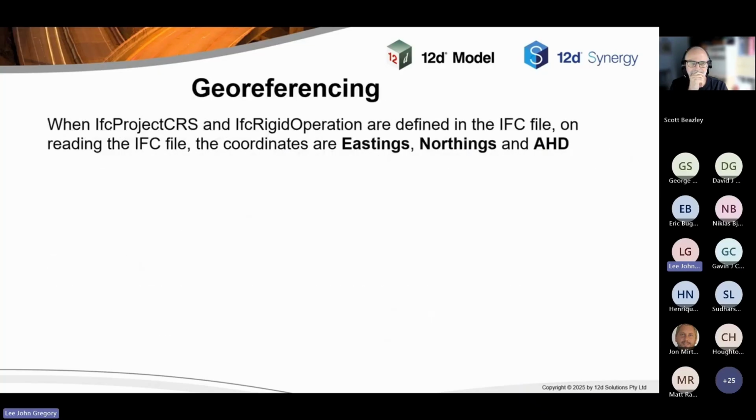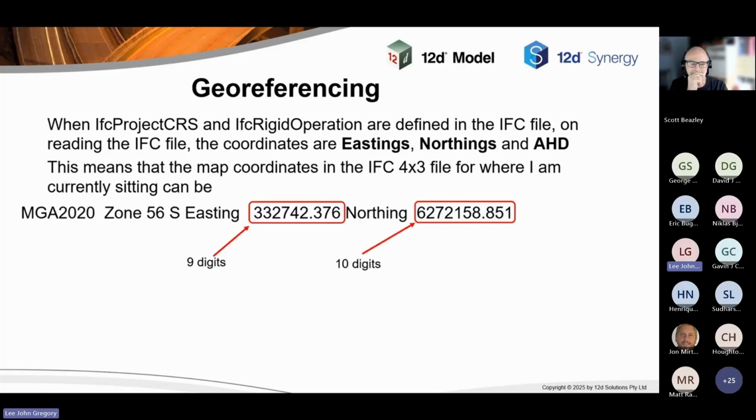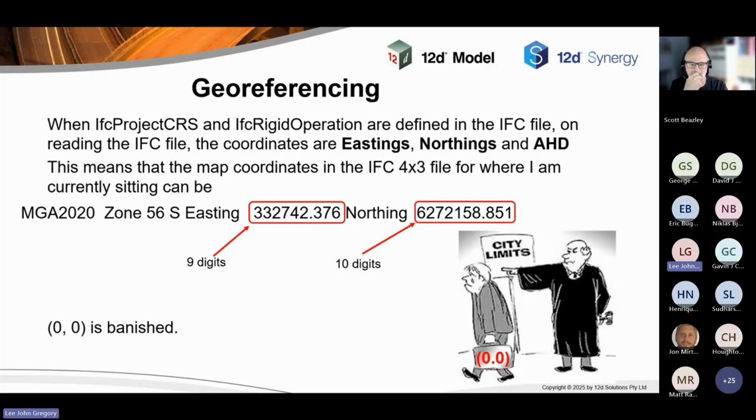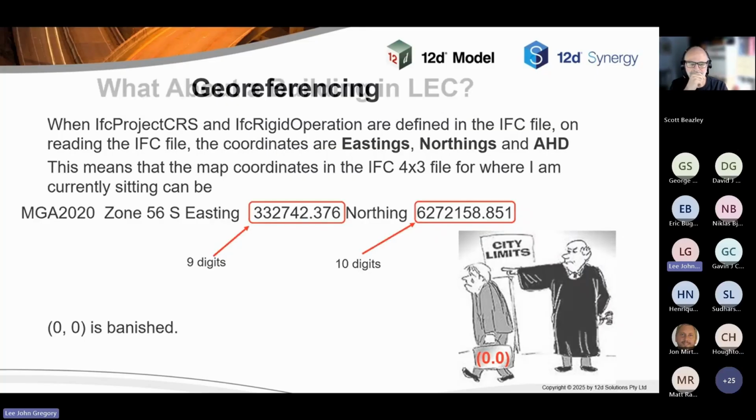What that tells you, when you're reading in your IFC file, is that your data is going to come in map coordinates of eastings, northings, and Australian Height Datum in the map projection that was given in that file. So where I'm sitting here, my coordinates are those eastings and northings, which is a 9 and 10 digit number. That is what you'll have in your IFC file. And basically 0, 0 is totally banished. You don't use that at all in georeferencing. So that's what we've been waiting for about the last decade, to actually be able to use our proper map coordinates in the file.